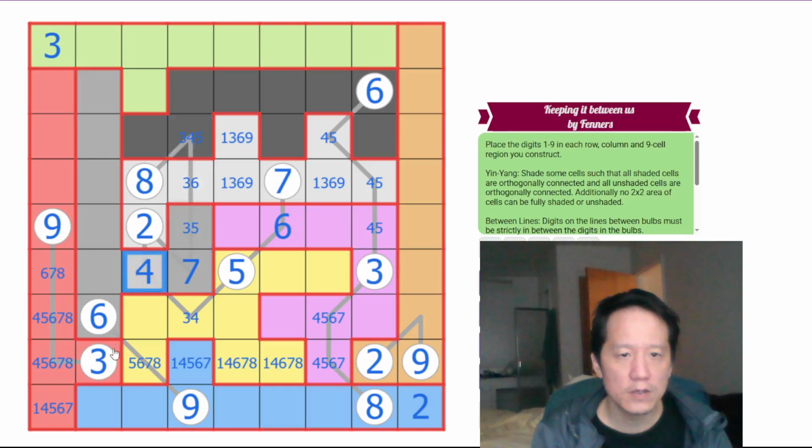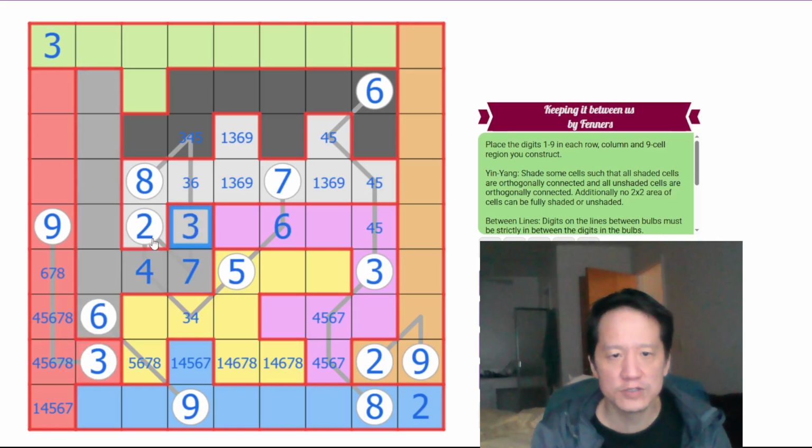The remaining digit... So where is the 3 in the medium gray region? Cannot be any of these cells because of this 3. It has to be here. So this is 3, which makes this a 6. This cannot be 3 then. So this is 4 or 5. This can't be 3, so this must be 4, which makes that a 5. Which makes that 4, which makes that 5, which makes that a 4.